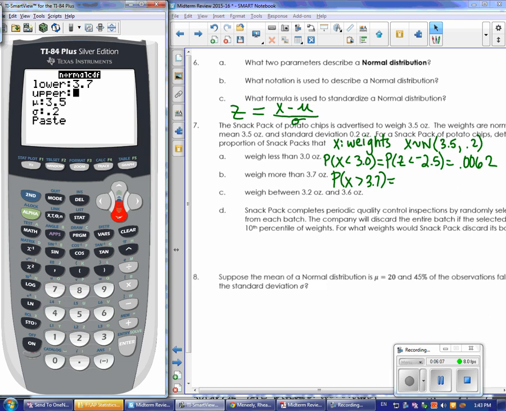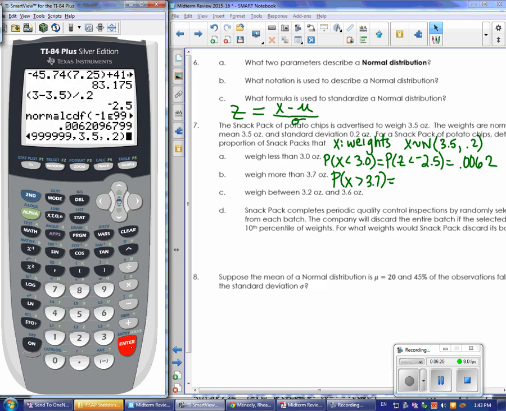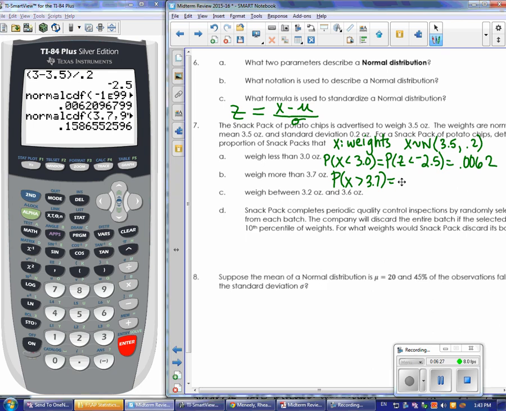My upper bound is going to be infinity, so I'm going to do a positive 99999. You could also do 1e999, whatever. And my mean is still 3.5. My standard deviation is still 0.2. So it makes it a little bit easier. If you're doing multiple choice, you don't have to go through all the steps. So the probability here would be 0.1587. And if you're doing between two values, all that's going to do is change your lower bound and your upper bound. So I'm not going to worry about going through that one.